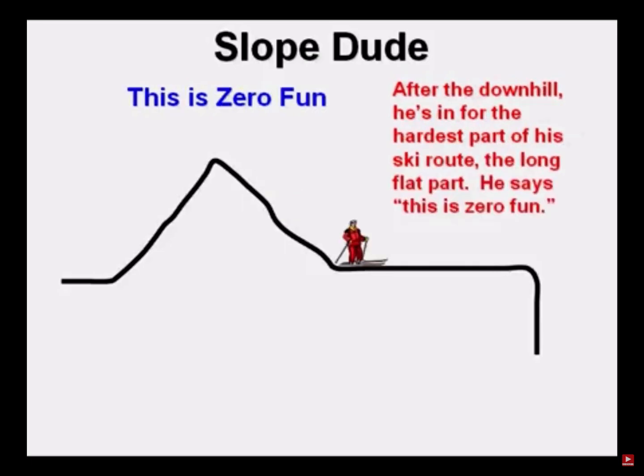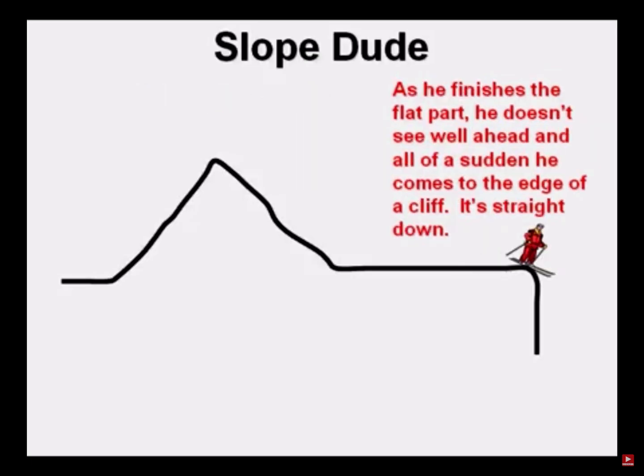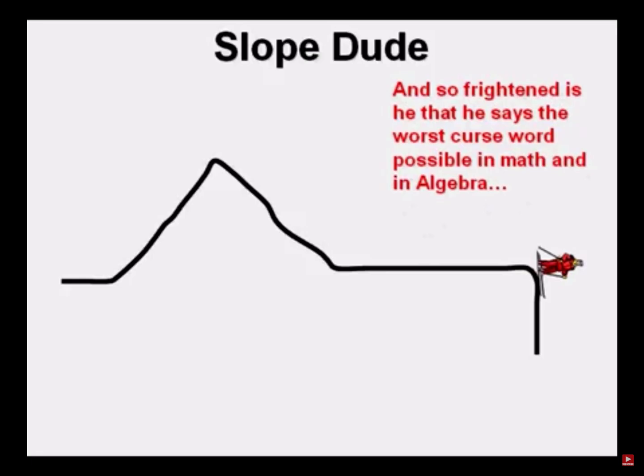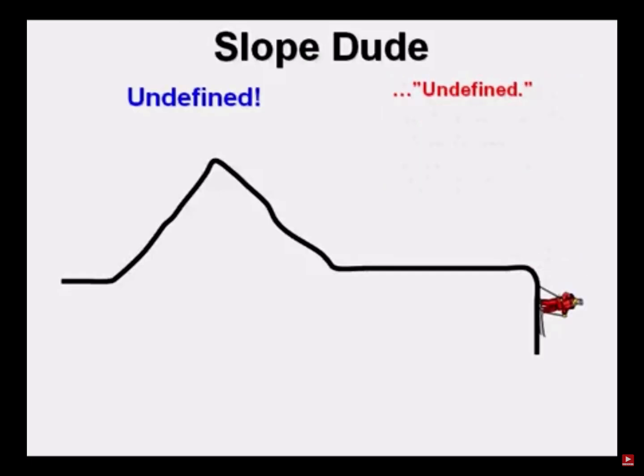And now, after the downhill, he's in for the hardest part of the ski run, the long, flat part. He says, this is 0 fun. This is 0 fun. And as he finishes the flat part, he doesn't see well ahead, and all of a sudden, he comes to the edge of a cliff. It's straight down. So frightened is he that he says the worst curse word possible in math and in algebra. Undefined.